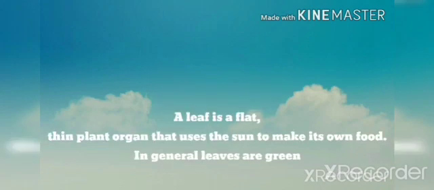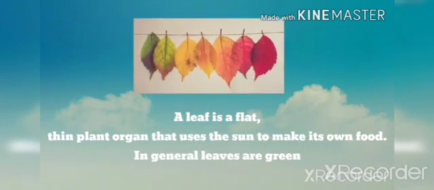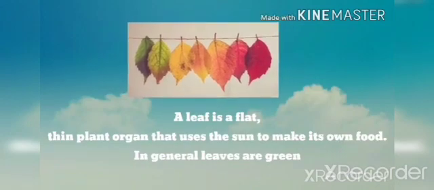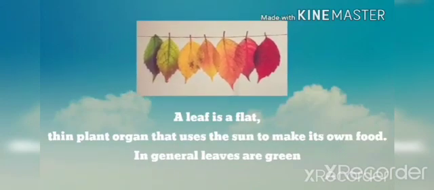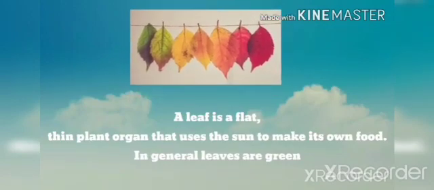Now students, we are coming to the most important part of the plant, that is leaves. Leaves prepare food for the plant. As your mama prepares food for you in the kitchen, in the same way, leaves prepare food for the whole plant with the help of sunlight. Leaves are also called the kitchen of the plant. Leaves are mostly green in color.